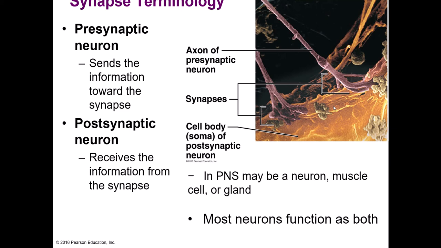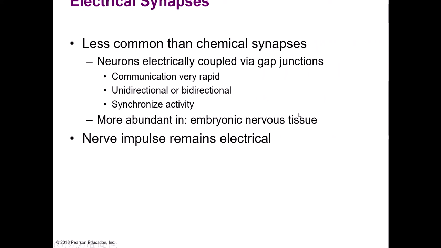Most neurons actually function as both presynaptic neurons and postsynaptic neurons. Most neurons are sending information to one synapse while they are simultaneously receiving information from another synapse. There are literally 10+ billion neurons in your brain, so we've got a lot of connections there. And one of the neat things that happens is as you learn, you actually make new synapses, which is pretty darn cool.